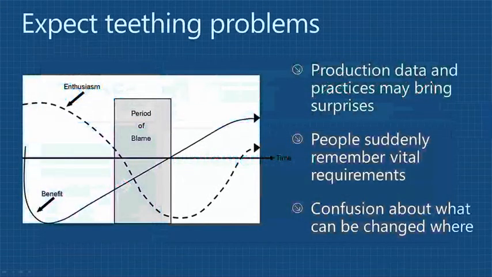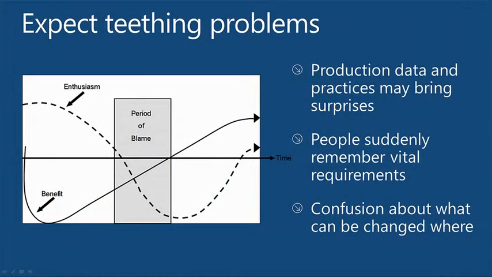Right, just a couple of slides on implementation. I like this graph. I pinched this off a guy I used to work with who did ITIL projects. But I thought this applied equally well to identity and access management projects. I now expect the period of blame so I don't let it get to me.